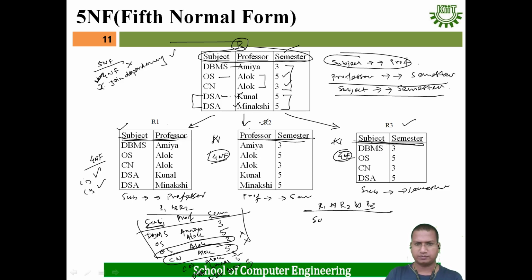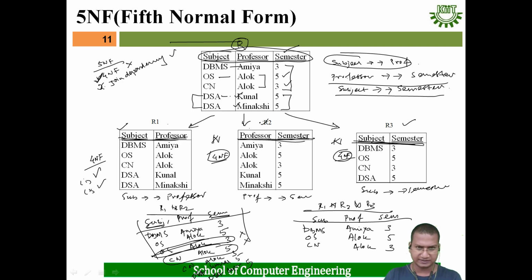Now the result will be subject, professor, then your semester. In this case first DBMS, Omeo and 3 is there. Then OS Alok 5, OS and 5 is there. That means OS Alok 5 will be there. Then OS Alok 3, OS and 3 is not there, that means that tuple will not come. Then CN Alok 5, CN and 5 not present, that means that will not come. CN Alok 3, CN and 3 is present, that means CN Alok 3.